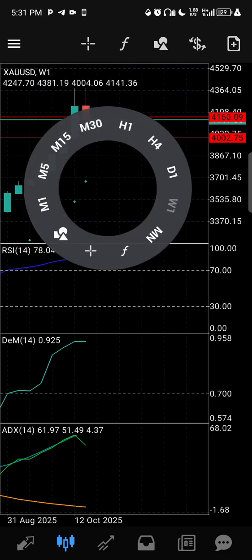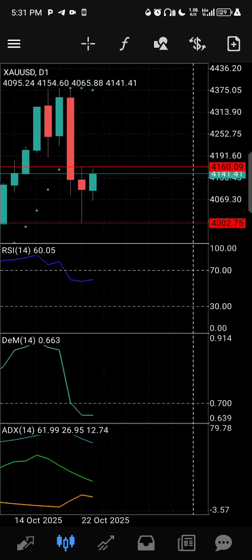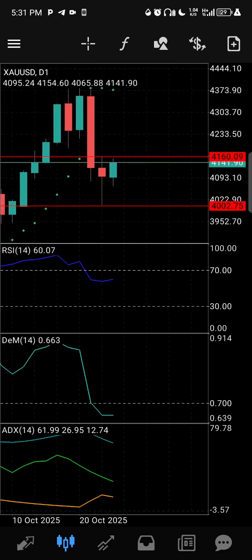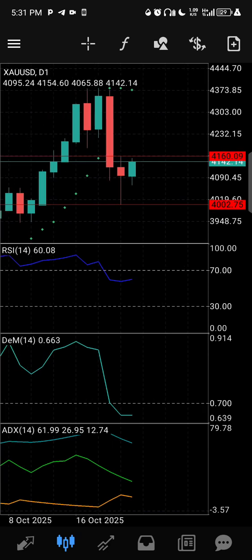Then we now go to the 1 day time frame. On this 1 day time frame, you're seeing that it's showing 61.99, a very strong trend, 29.95 and 12.74, to show you that bulls are in control of the market, you understand. Bulls are in control of the market.